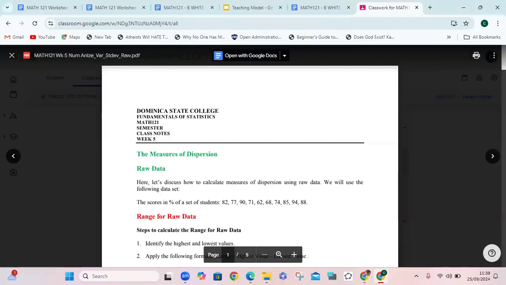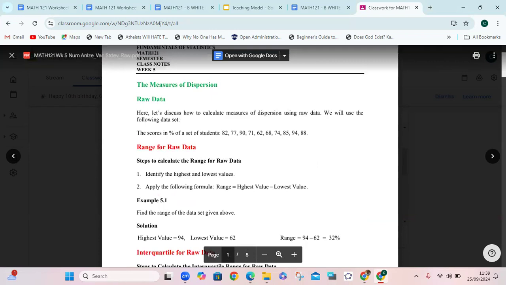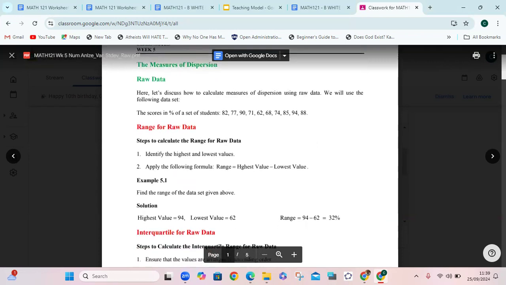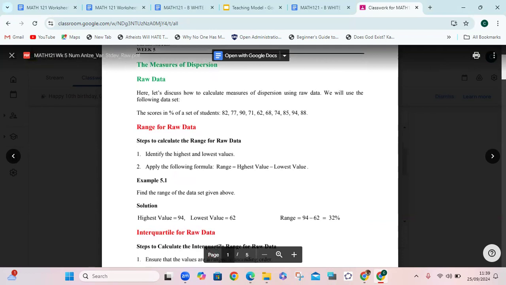So here we are in week 5, and it says the measures of dispersion for raw data. One measure of dispersion is the range. The range is the highest value minus the lowest value. How different, how dispersed the values are from each other. So you have measures of central tendency, that's the mean, median, and mode, and average. And you have measures of dispersion, how dispersed are the values. That's a different type of analysis. The simplest way of doing that is by finding the difference between the highest and the lowest value.